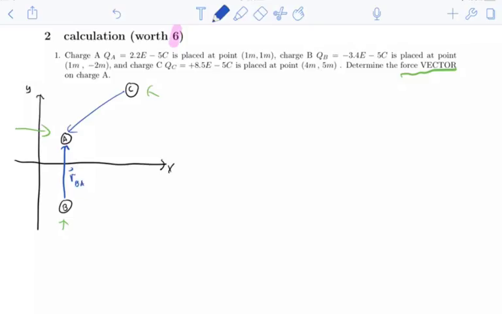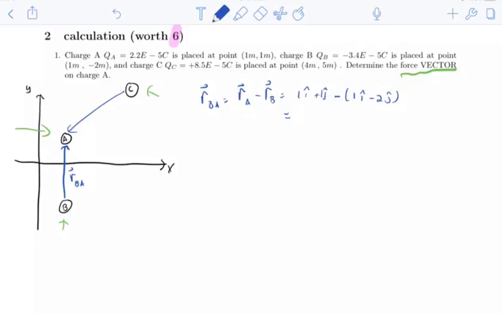Let's start with that. r_BA is equal to the position of A minus the position of B. So it's going to be 1 i hat plus 1 j hat, minus 1 i hat, minus 2 j hat.